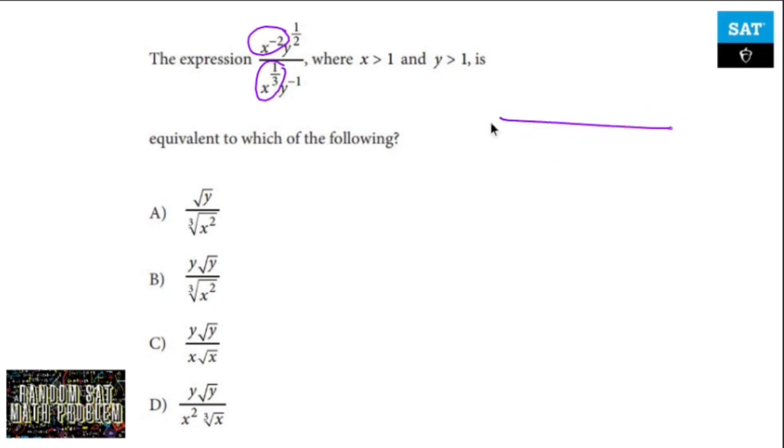So I'm going to write out a fraction bar here. The exponent down here is positive. The exponent up here is negative. So I'm going to keep my x on the bottom in the denominator and do 1/3 minus negative 2, which is the same as 1/3 plus 2. I'm going to turn 2 into 6 over 3. So 1/3 minus negative 2 is the same as 7 over 3.